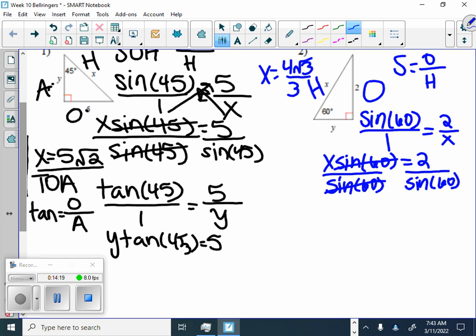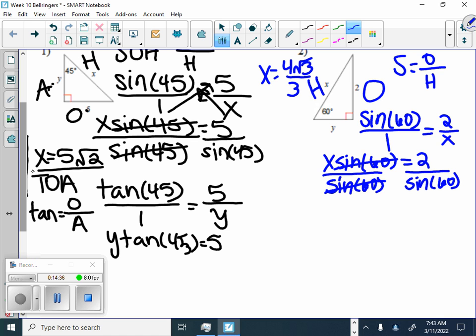Okay? Sine of 60 is some number. So if you want to treat it like, for example, x times 2, how do I get x by itself? I gotta divide by 2. Okay? Sine of 60 is a number. Okay? I treat it as such.